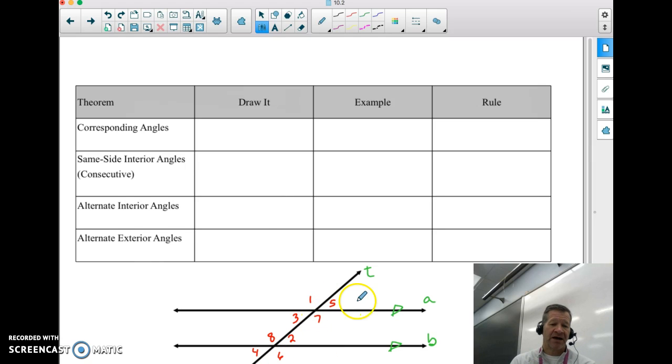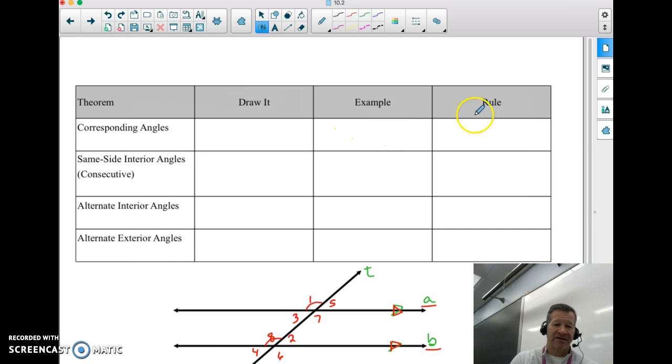Now, what we know is that if line A and line B are parallel, and you notice these arrows here indicate that they are, well, that means all those corresponding angles are congruent. If you look at this, angle 1 is exactly the same size as angle 8. That can only happen if the lines are parallel. If the lines weren't parallel, that wouldn't be true.